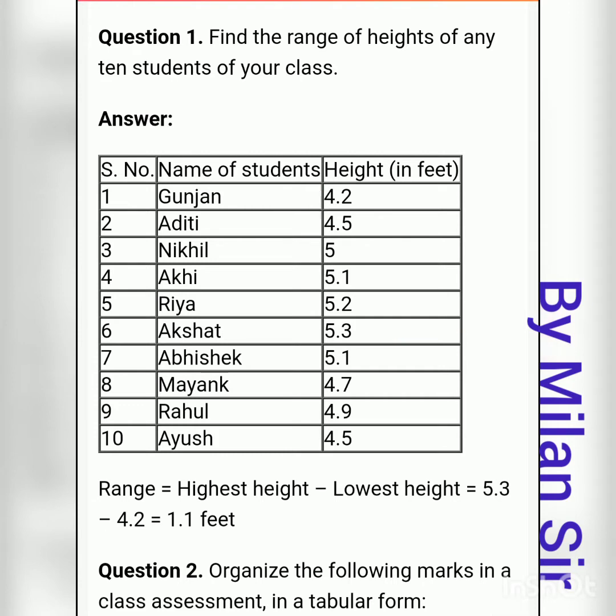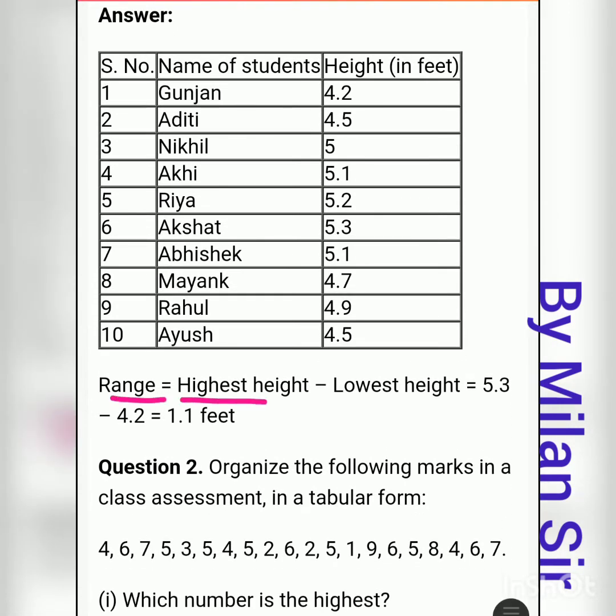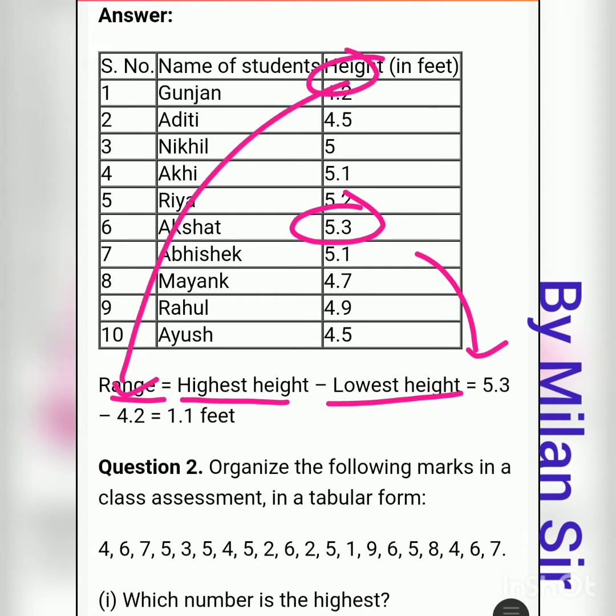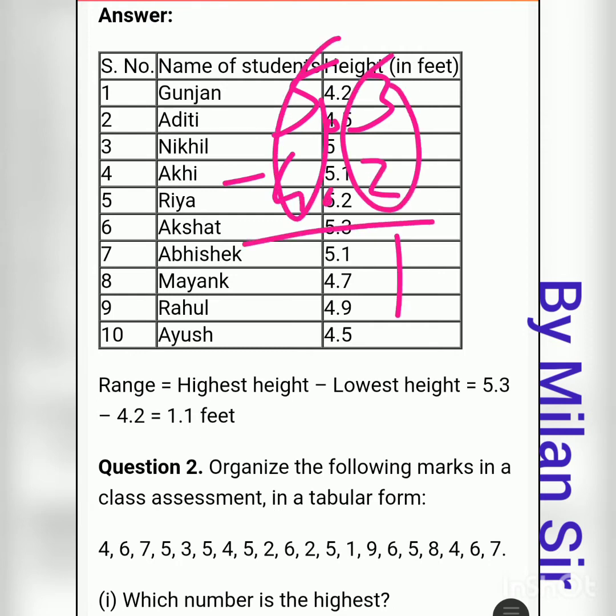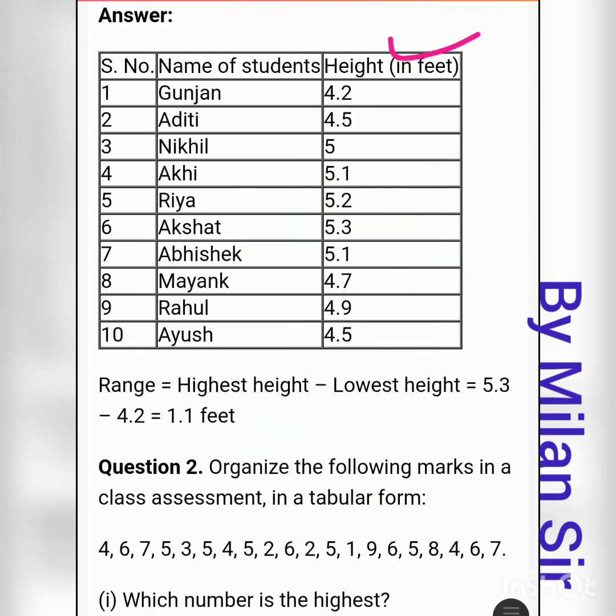So just put in the formula of range: highest height minus lowest height. Highest height is 5.3 minus lowest height 4.2. So 5.3 minus 4.2: 3 minus 2 is 1, 5 minus 4 is 1, and here point, so 1.1. So range is equal to 1.1 feet. This height is given in feet, so the unit is feet. The answer is 1.1 feet.